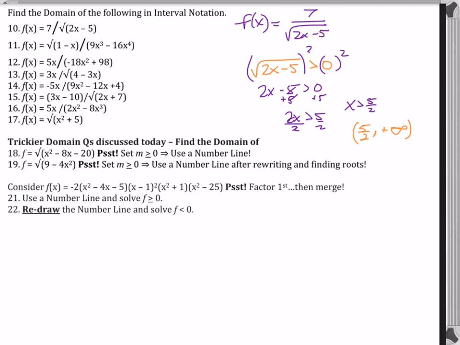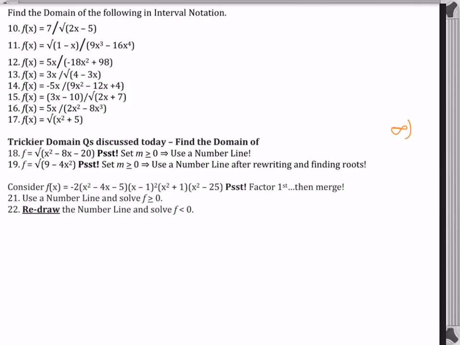All right. Let's go ahead and take a look at number 11 in this example here. Just for the sake of it, I'll go ahead and erase everything. Just be a little quicker. All right. So number 11... Again, let's rewrite the problem to make sure we all understand it. F of x equals radical 1 minus x over 9x cubed minus 16x to the 4th.